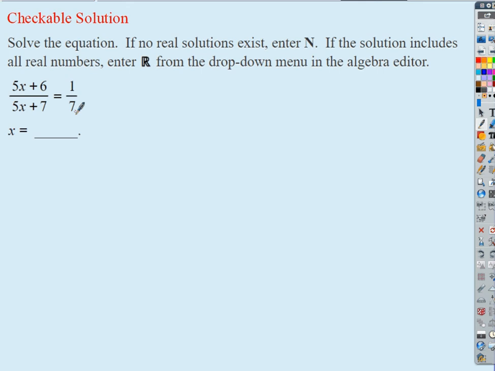Very simple. So when I cross multiply, I'm going to have this cross product, so 7 times 5x plus 6, so 7 times the quantity 5x plus 6 equals that cross product, 1 times 5x plus 7, and now I just distribute the 7 and solve. Right? Okay, no big deal.